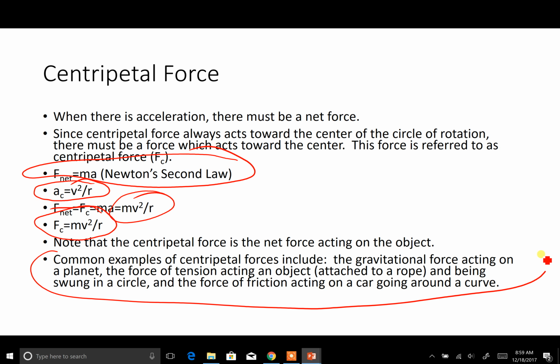Some common examples of centripetal forces might include things like the gravitational force acting on a planet, the force of tension in a rope, if we have a rope attached to something like a ball on a string, and also the force of friction is the force that applies the centripetal force to keep a car on a curve.